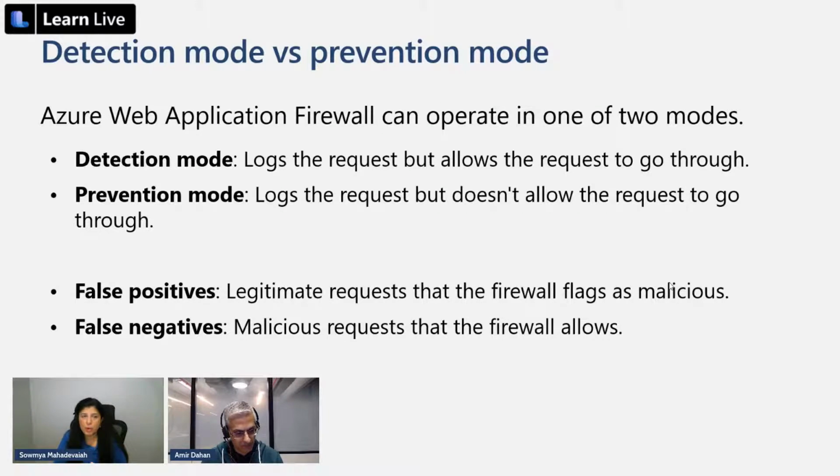So in detection mode, you can test for these two types, false positives and false negatives, and make sure that the WAF is working correctly. You may need to create exclusions. You may need to do various other things to ensure that the WAF is working as expected, and then turn on the WAF in prevention mode for your production-level traffic.